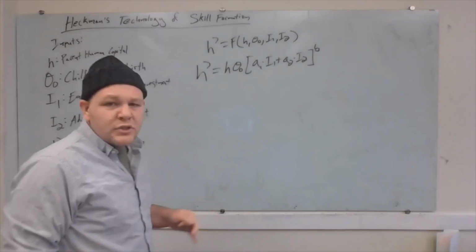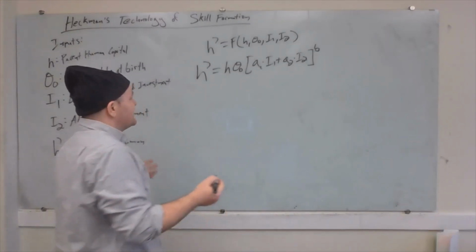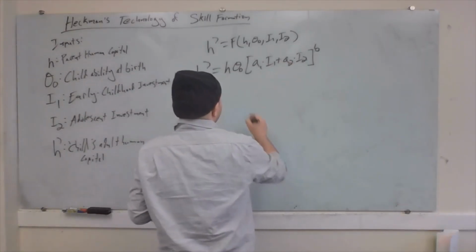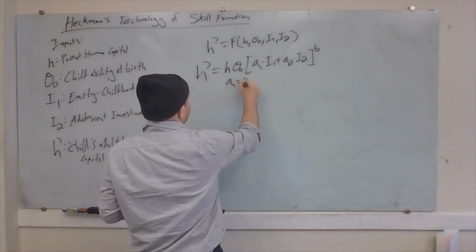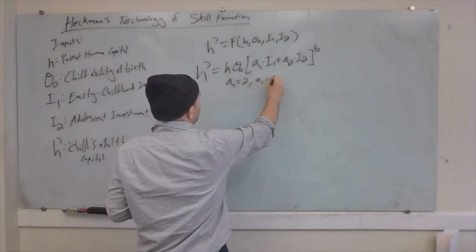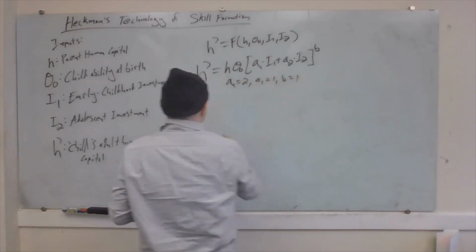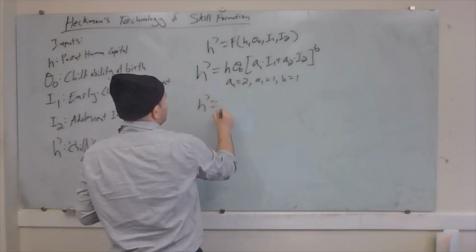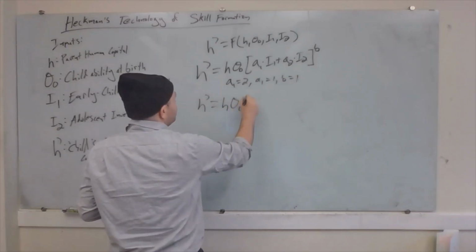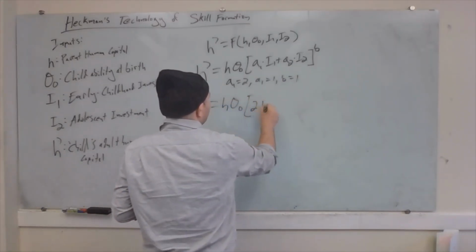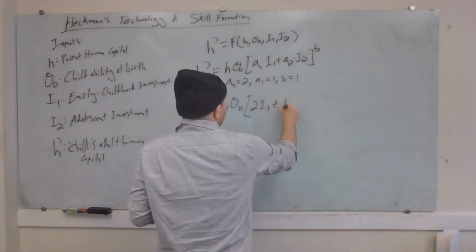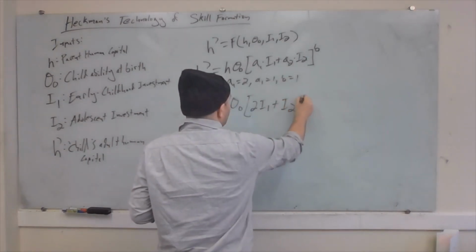So to help us understand this, let's pick some specific numbers, right, instead of these A1s and A2s. Let's say that I have A1 equal to 2, A2 equal to 1, and B equal to 1, just to keep things simple. Then I would say H prime is equal to H times sigma naught times 2 times I1 plus I2, right, all to the 1.